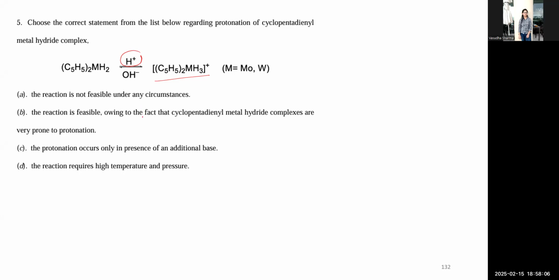The third option is that protonation occurs only in the presence of an additional base, and the reaction requires high temperature and pressure. So what we have seen is that there are certain metal hydride complexes that are very, very prone to protonation. So this reaction is very feasible. So option B is correct over here. Option B, this we have already seen.